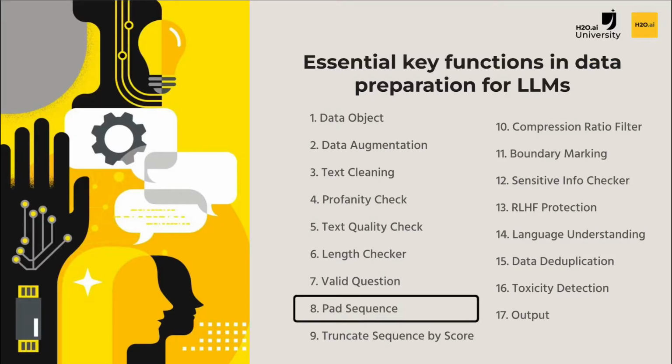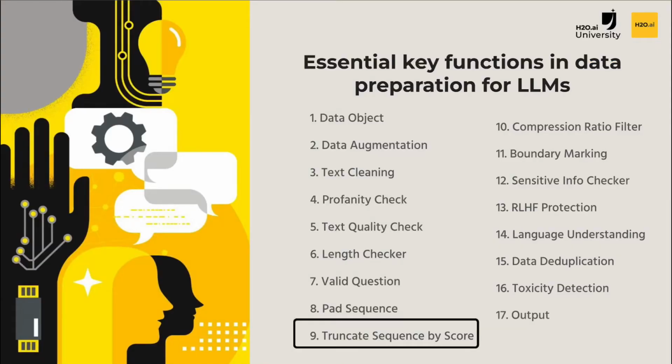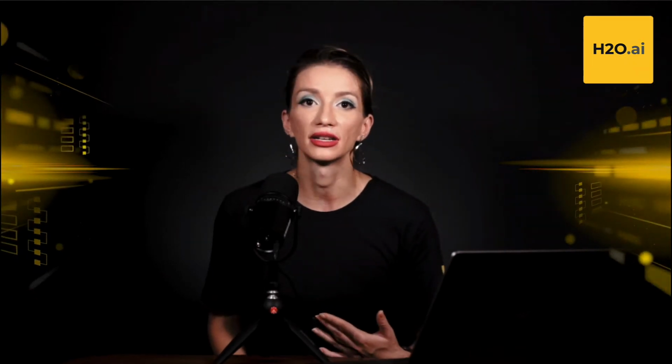Pad sequence. Consistently pad sequences based on a maximum length parameter for all tasks. Example: adding zeros at the end of short sentences to make them all the same length. Truncate sequence by score. Truncate sequences based on a score and maximum length parameter, essential for all tasks. Example: removing sentences from a text if their sentiment score is below a certain threshold.